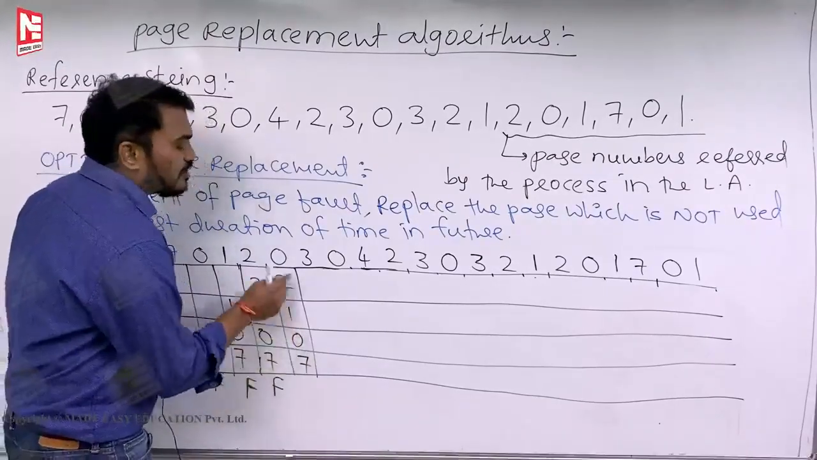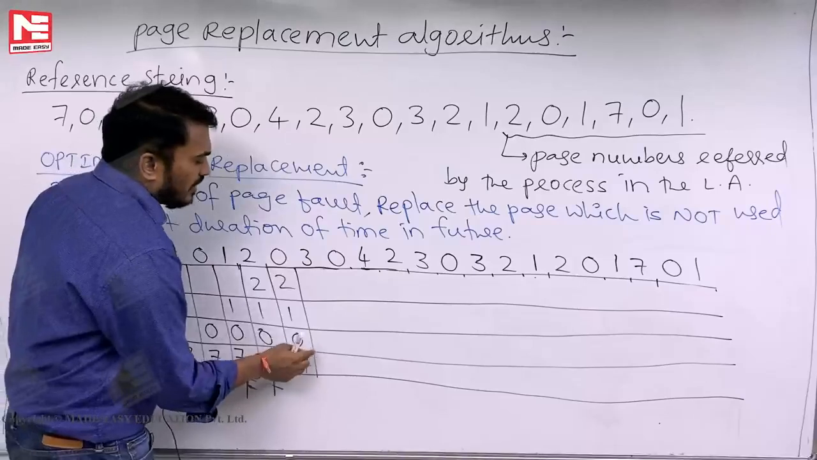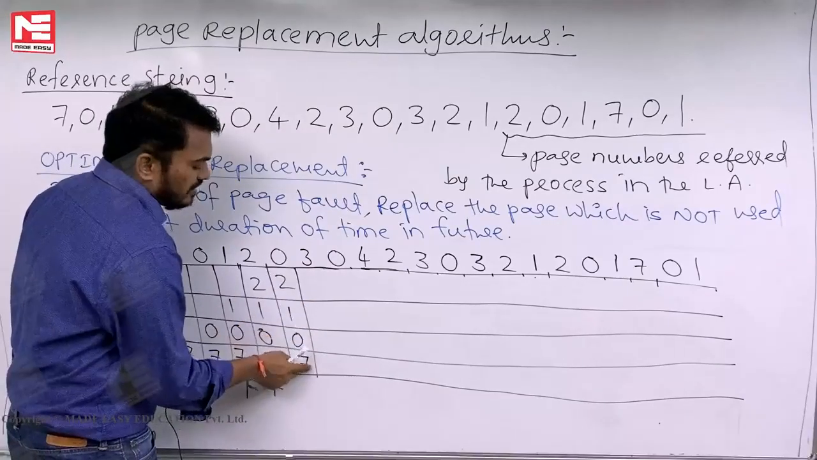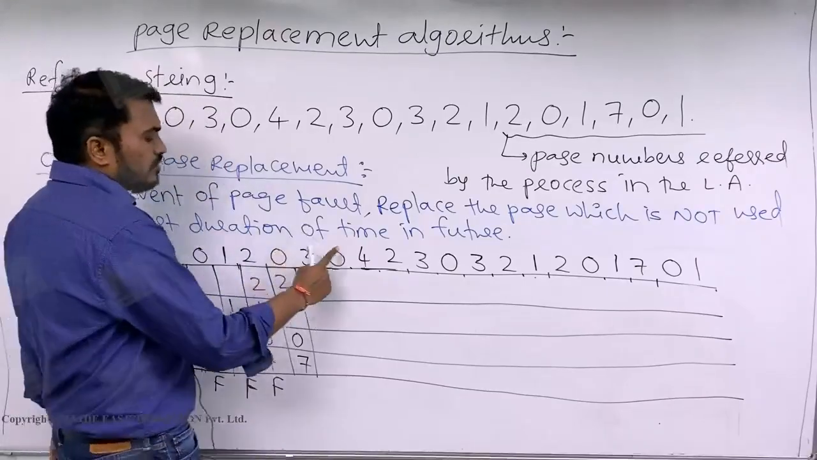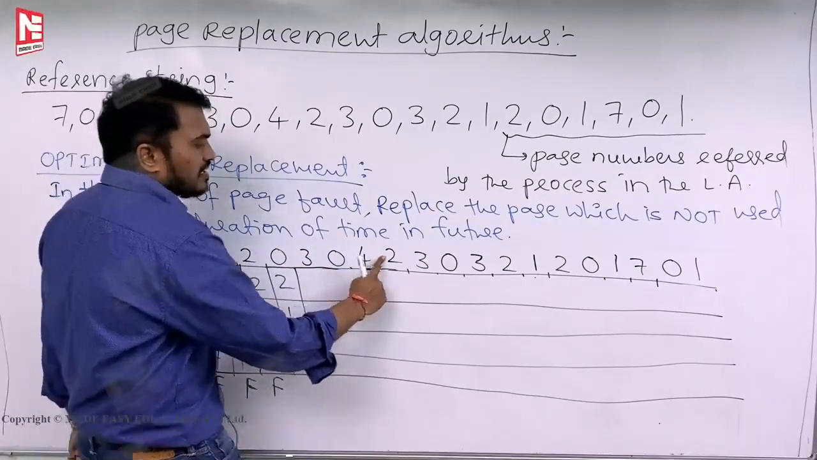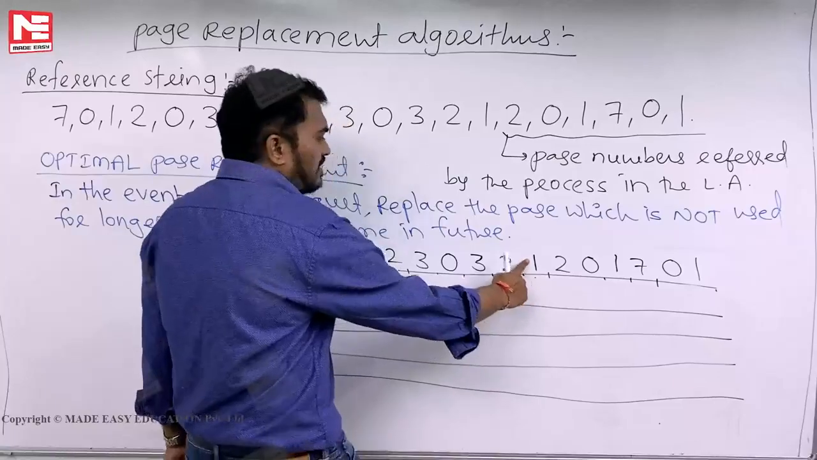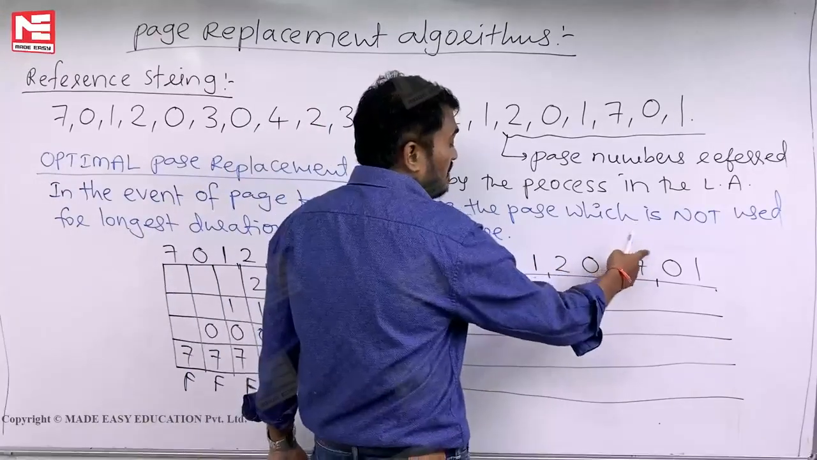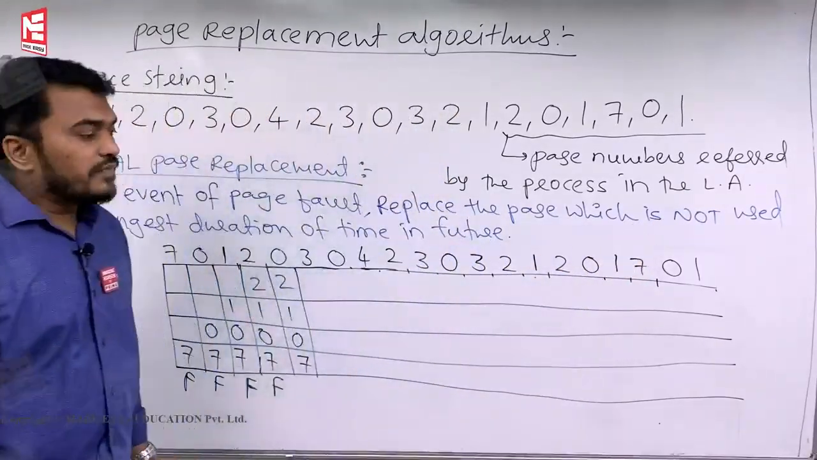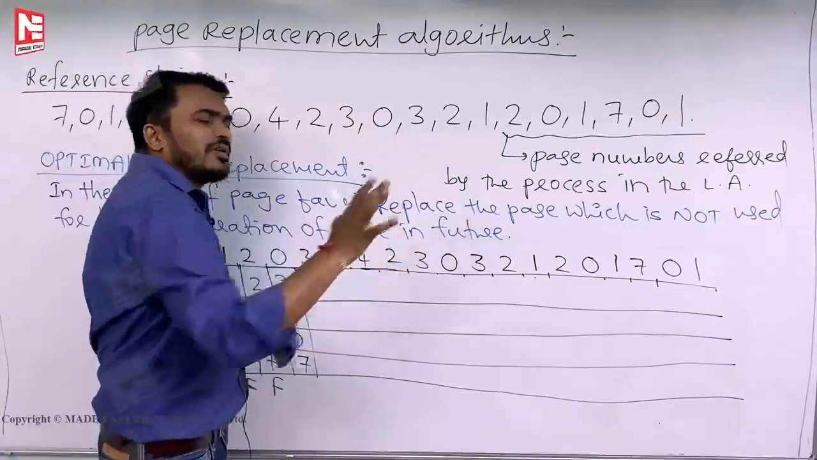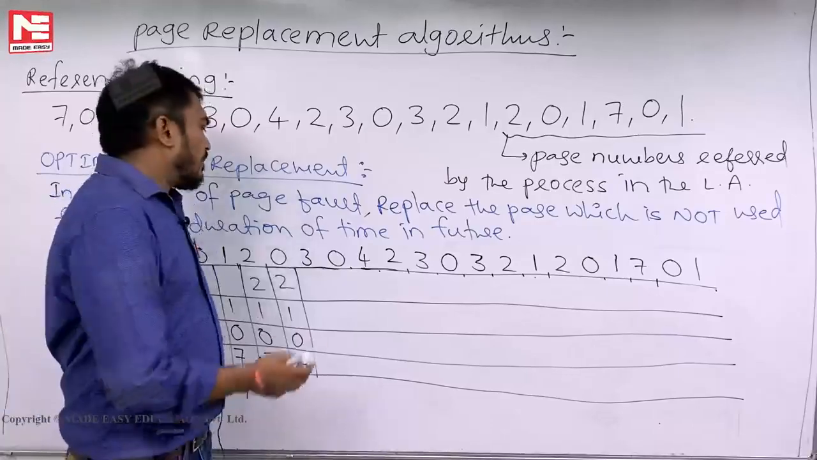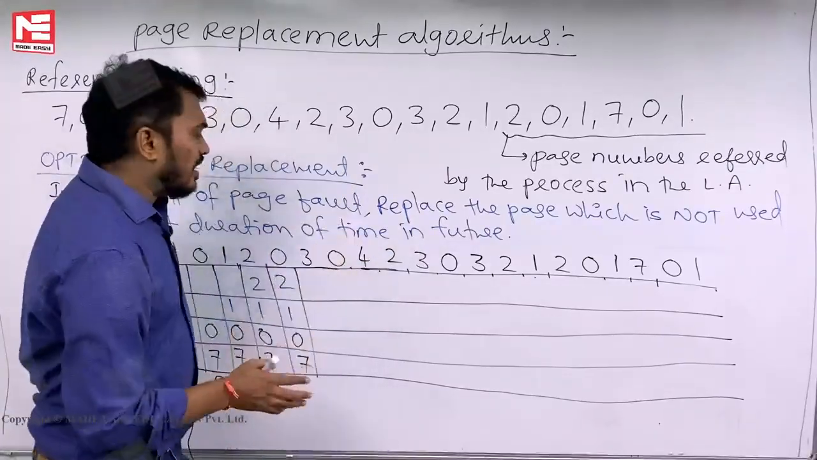So 7, 0, 1, 2 में बताओ, tell me here. Okay, now in 7, 0, 1, 2, 0 is used here only. Look here, 2 is used here, and next 1 is used here, but 7 is not used for the longest duration of time in the future. मतलब बहुत देर तक फ्यूचर में यूज ही नहीं किया. Is that clear?